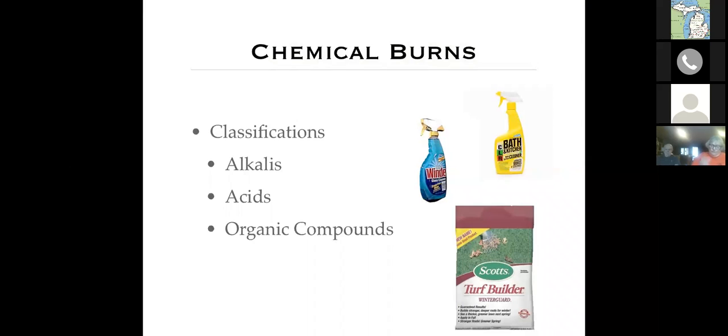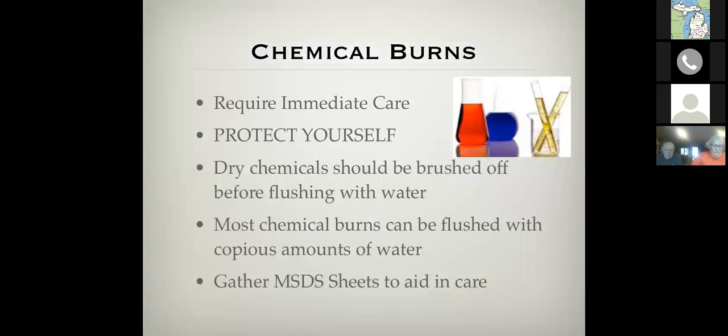Chemical burns, classifications: the alkalis, the acidics, the organic compounds. I'm sure that looking at this, all of us have these items in our house, and we honestly don't think about them burning us. But in the long run, they can severely burn us. So chemical burns require immediate care, because we need to stop that burning process. But before we do that, we have to make sure that we're protecting ourselves. As responders, day one, scene safety. We have to keep that in mind when we're taking care of these patients.